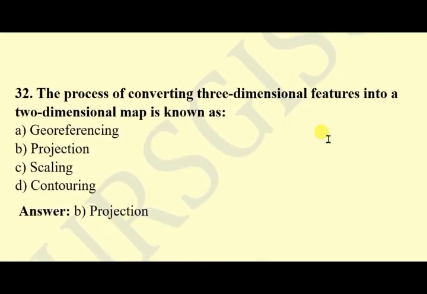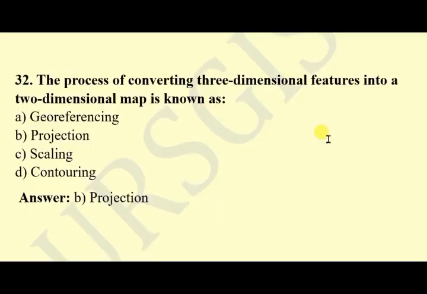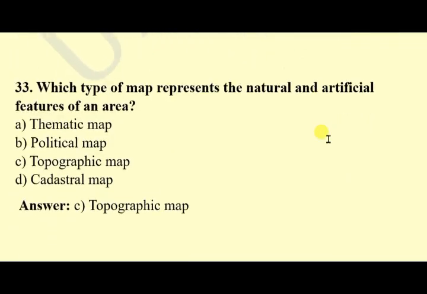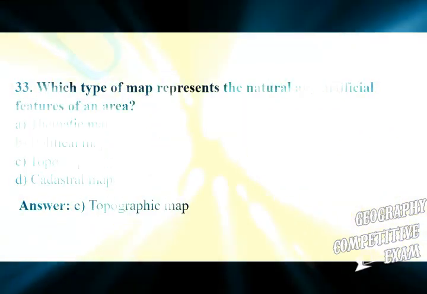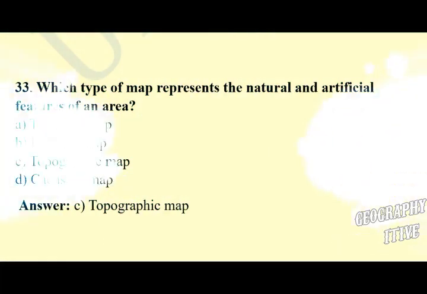Question 32. The process of converting three-dimensional features into a two-dimensional map is called georeferencing, projection, scaling, contouring. Here the right answer will be projection. Question 33. Which type of map represents the natural and artificial features of an area? Thematic map, political map, topographical map, cadastral map. Here the right answer will be topographic map.